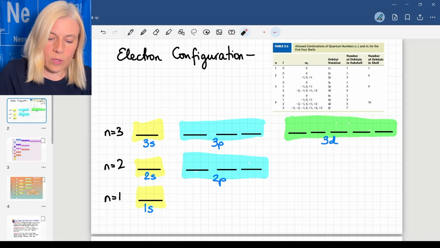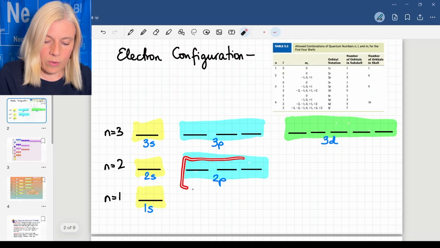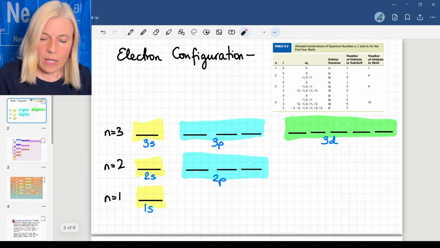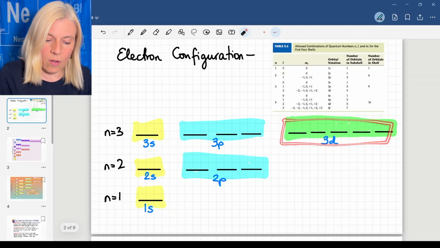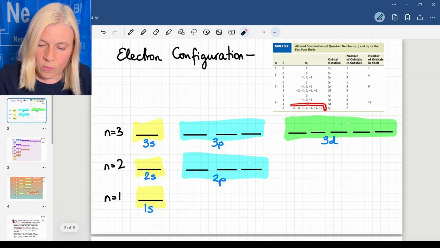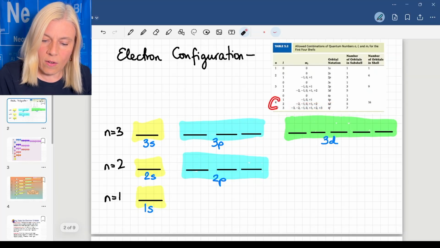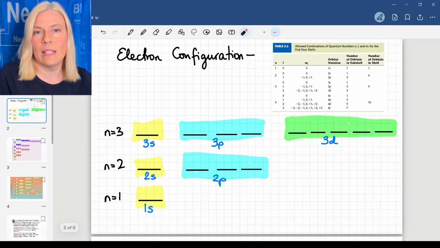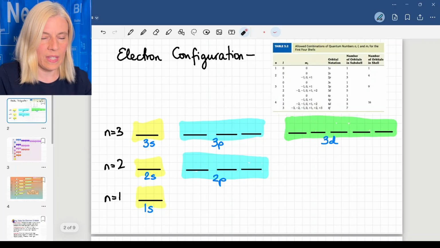Now I would like you to notice something else. p orbitals start only on the second energy layer. d orbitals start on a third energy layer. And f orbitals are right here. They start on the fourth energy layer. I didn't have space to draw all of that.